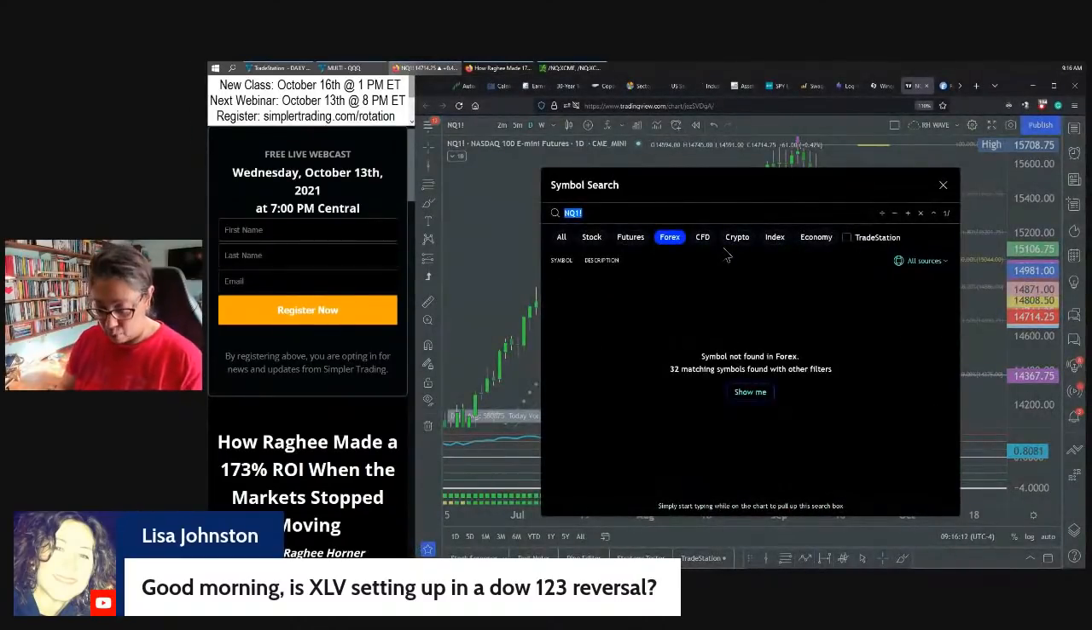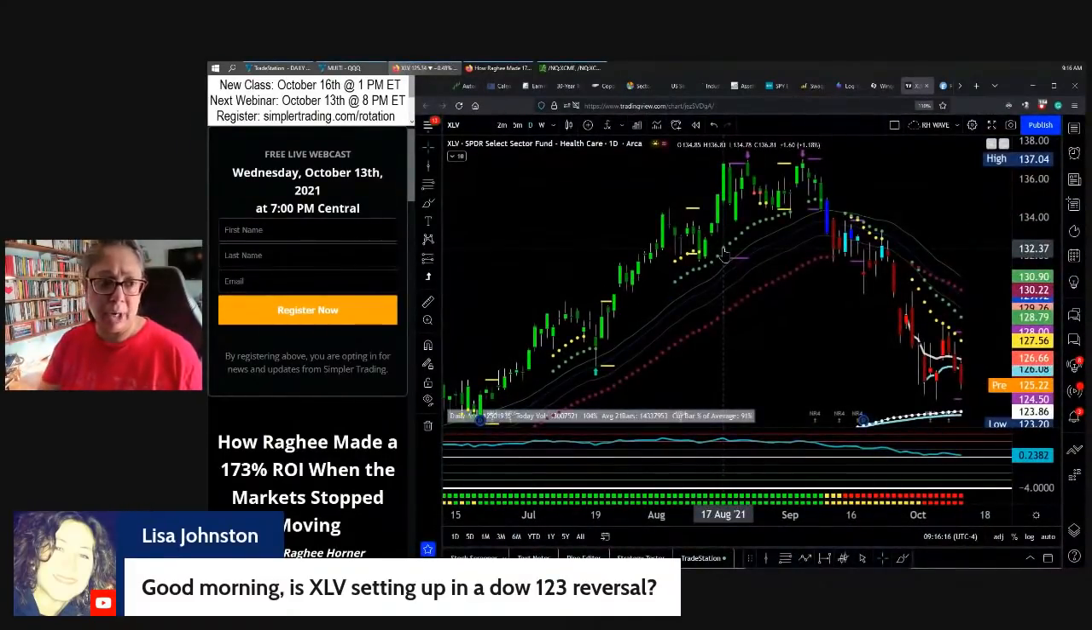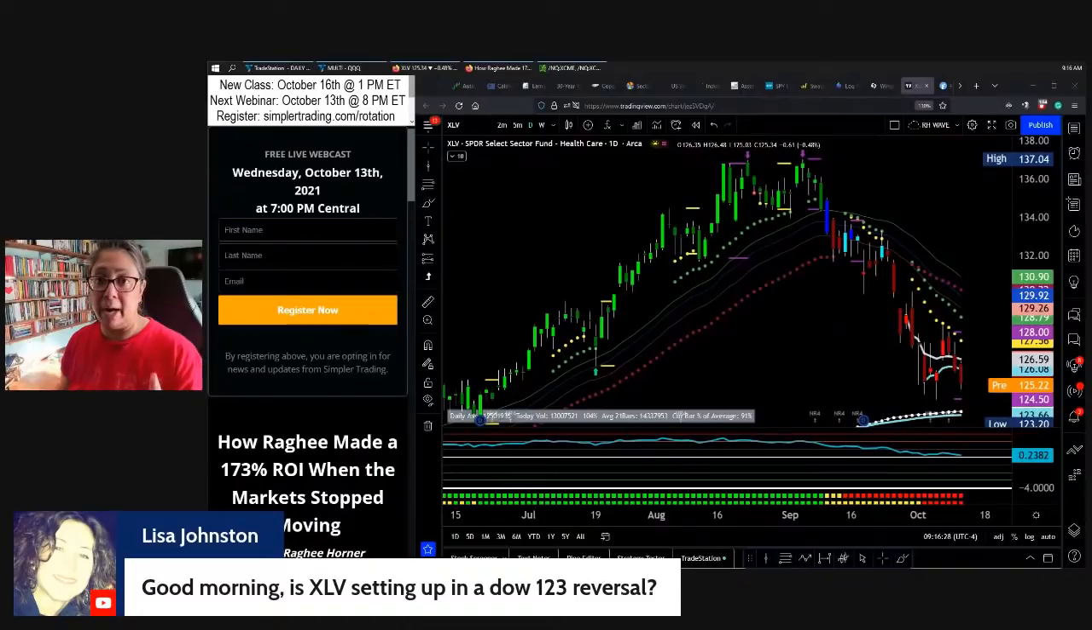XLV, setting up a Dow 123 reversal. So Dow 123s, and the idea of shorting into a rip. There's a squiggly little line that separates them. And it's a single indicator that will answer the question for you, Lisa, which is a great question. How do I know when to short a rip or when we're getting ready for a move higher?